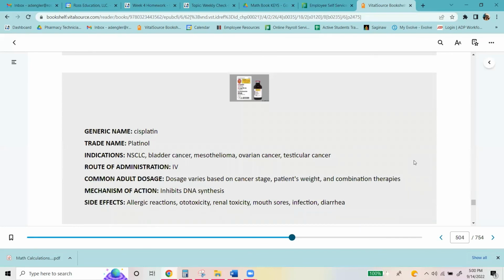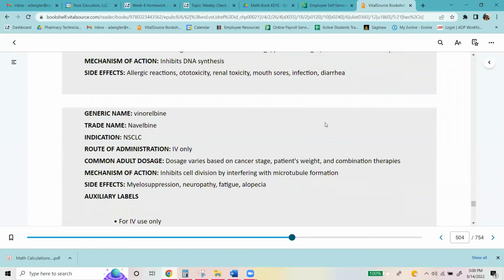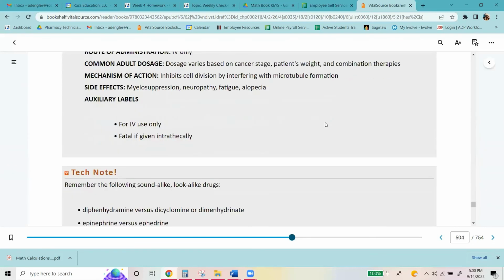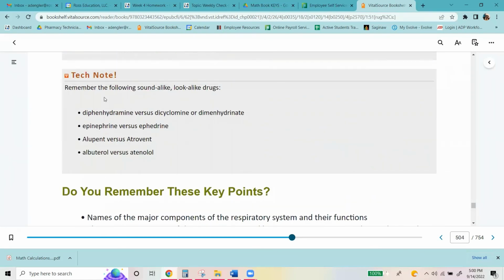So for the treatment, we have the medications Platinol and Navelbine. And then remember the following sound-alike, look-alike drugs: diphenhydramine versus dicyclomine or dimenhydrinate, epinephrine versus ephedrine, Alupent versus Atrovent, and albuterol versus atenolol.